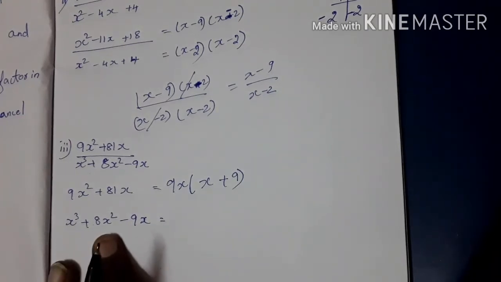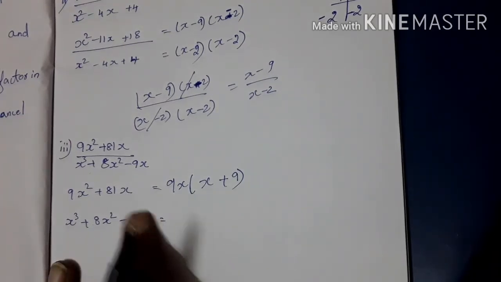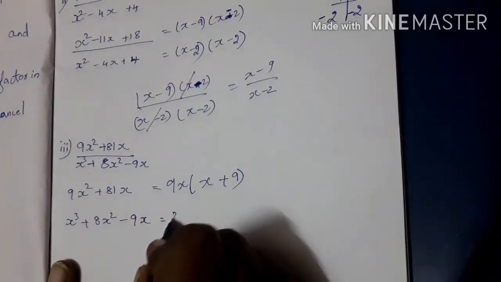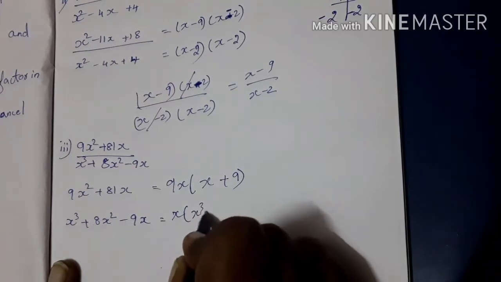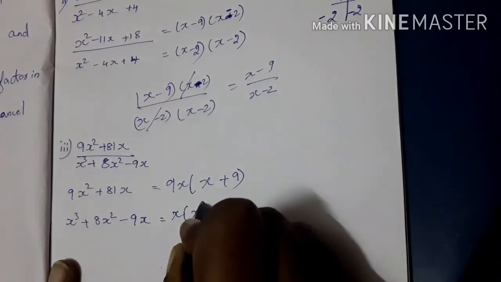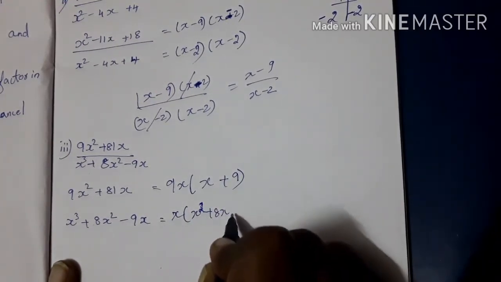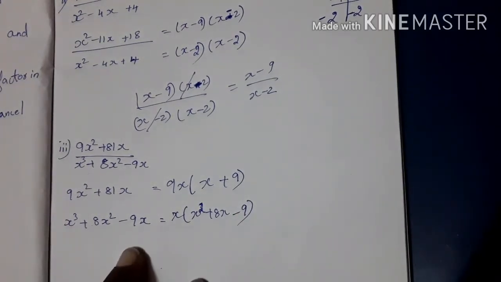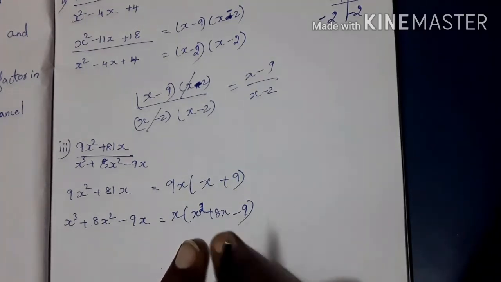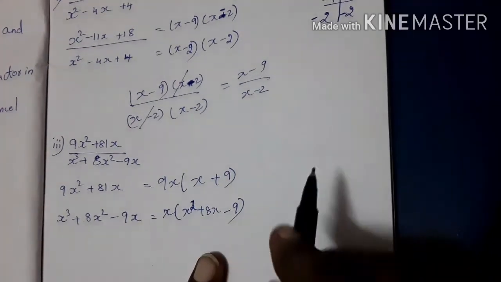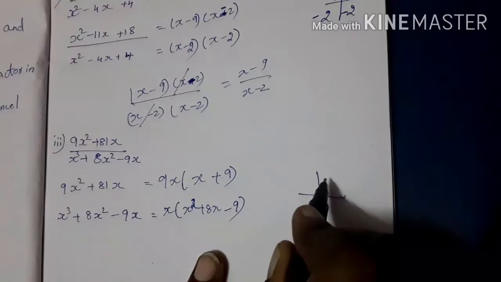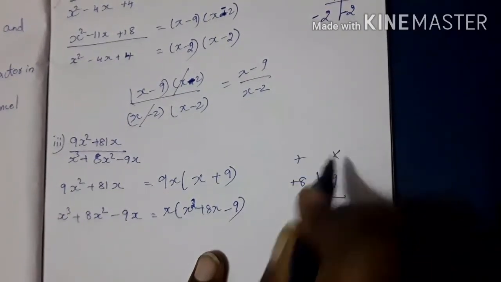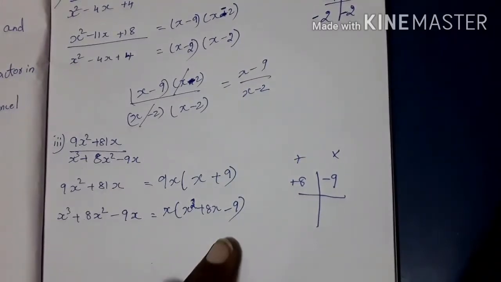Next, x cubed plus 8x squared minus 9x. First we have to see if any common terms can be taken. Yes, x we can take as common. So x squared plus 8x minus 9, because x was taken as common. Now we can factorize this term. How can we factorize? If we multiply, we want minus 9, and if we add, we want plus 8. So what numbers are there?